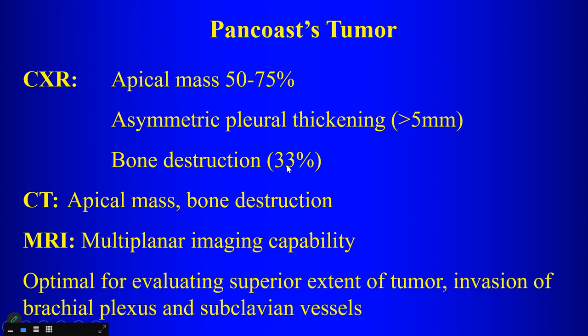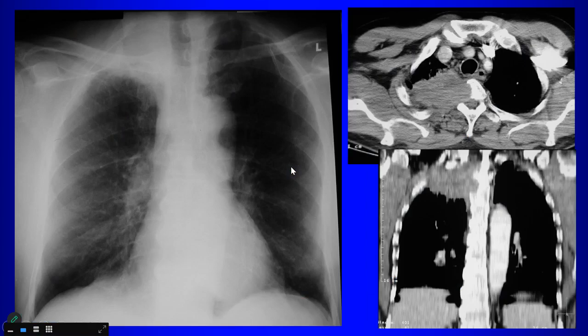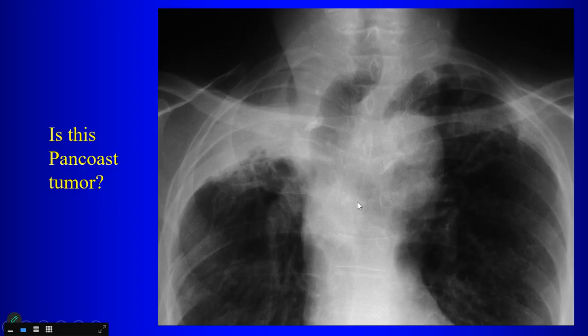So if we see asymmetric apical pleural thickening, look carefully at the bones on your chest radiograph. You may not actually see the bone destruction on chest radiograph, but sometimes you might. And if we look on imaging, apical mass with bone destruction, here it's invading the vertebral body. So that is the appearance of a Pancoast tumor.